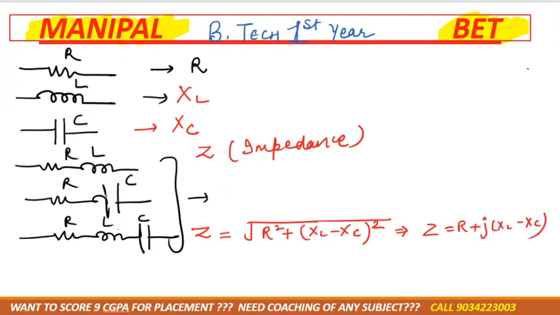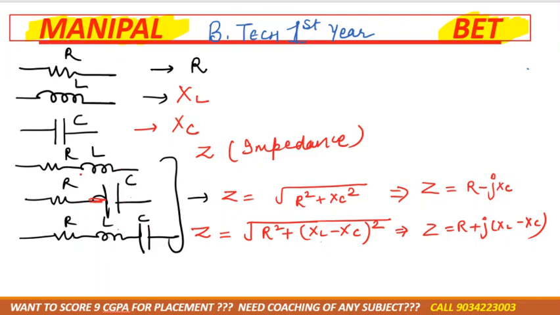Similarly, if we have a load of R and C, then in that case Z is equal to root of R square plus XC square, because there is no L, right? And if there is no L, then there would be no XL, correct? So in this case, if there is a capacitor, then the formula is Z equal to R minus j XC.